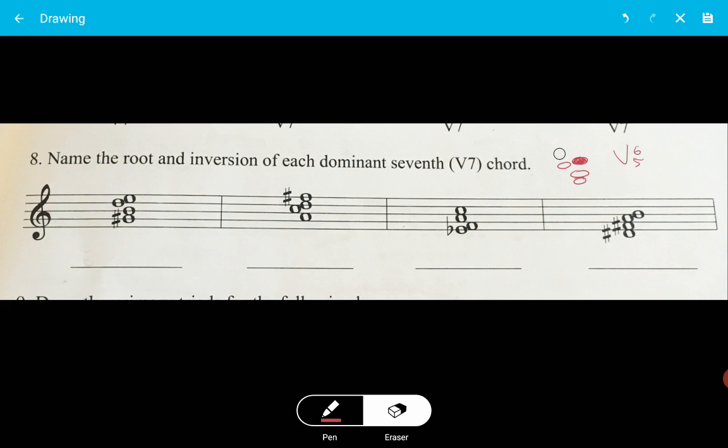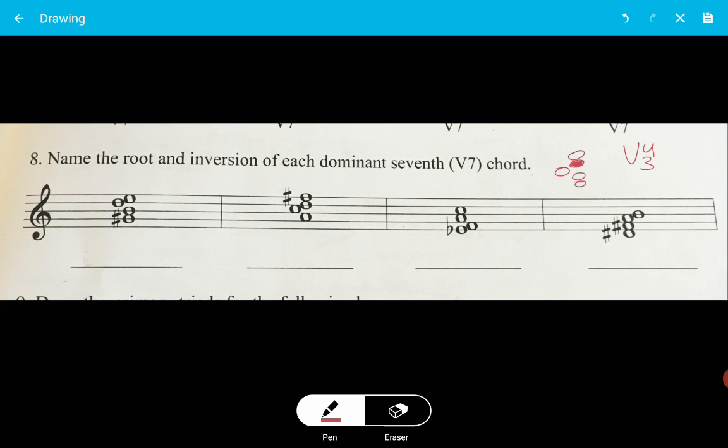Then you also have 4-3 inversion, again because of the intervals. And that's going to look like third, then your root, and then right here. Your root is going to be right here in this case. Okay, that's a second inversion.